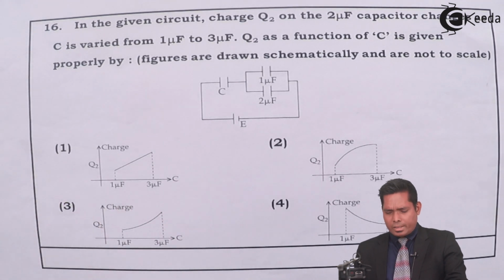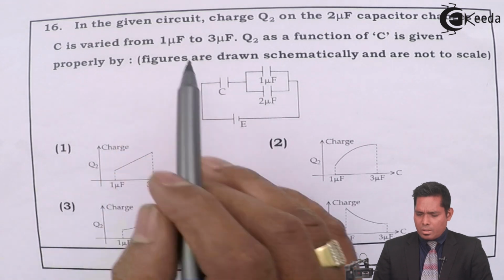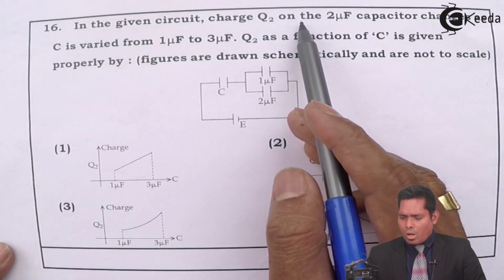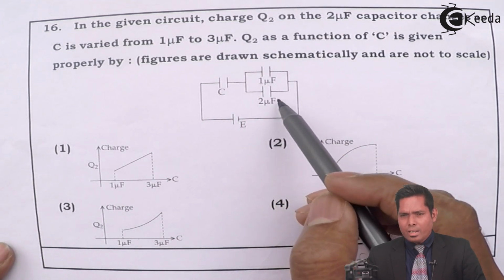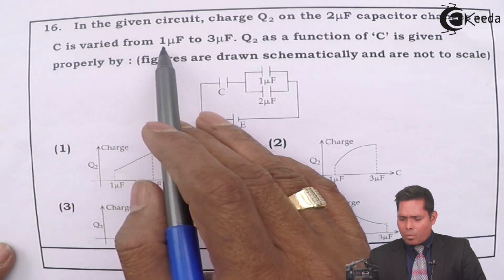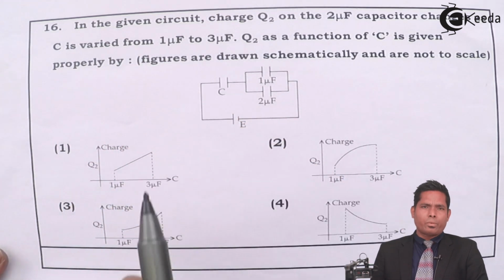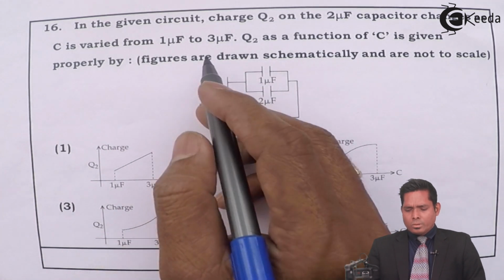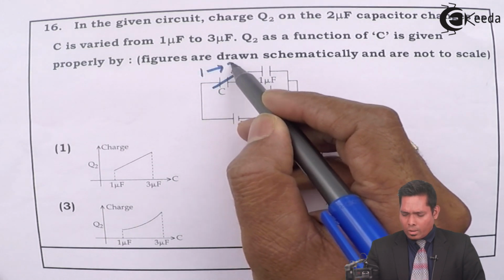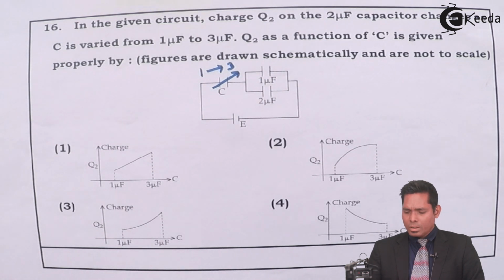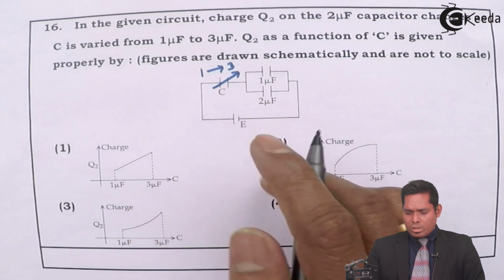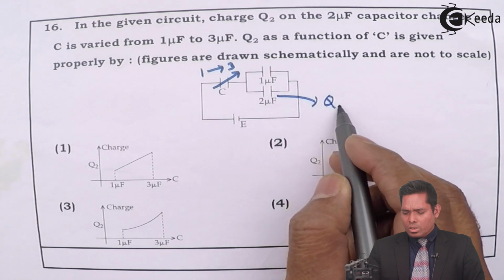The question number 16 says that in the given circuit, three capacitors are there. The charge Q2 on the 2 microfarad capacitor changes as C varies from 1 microfarad to 3 microfarad. So the value of C is variable, and it is varying from 1 to 3 microfarad. So Q2 is a function of C, because as this changes, the charge on this will also change.